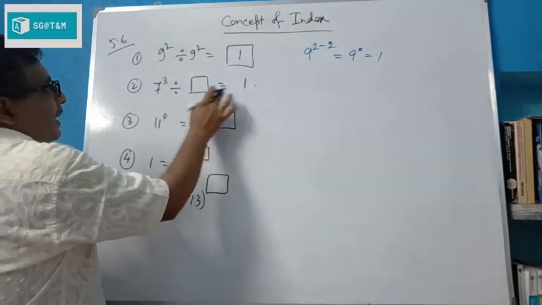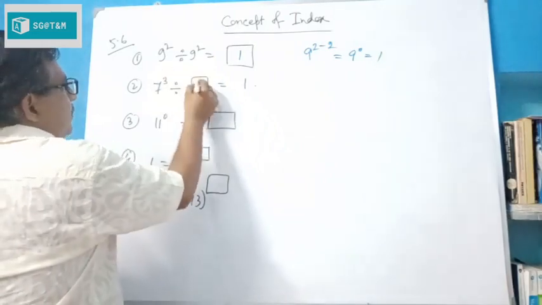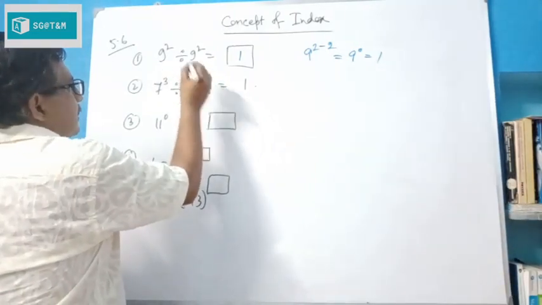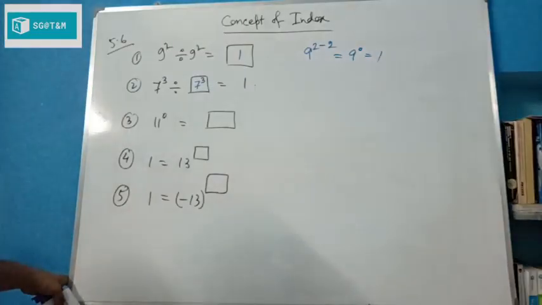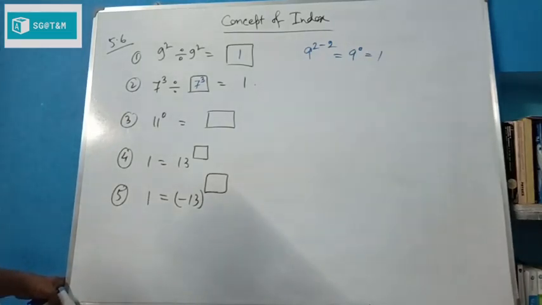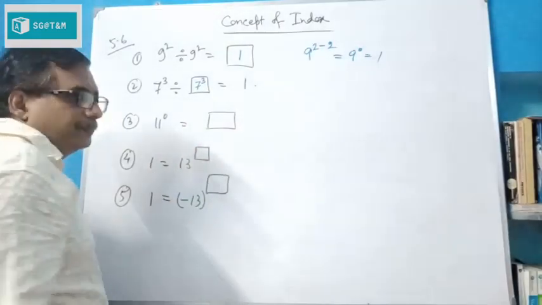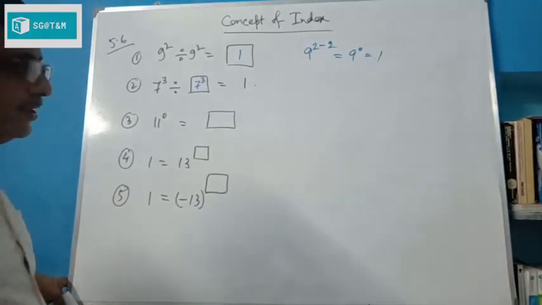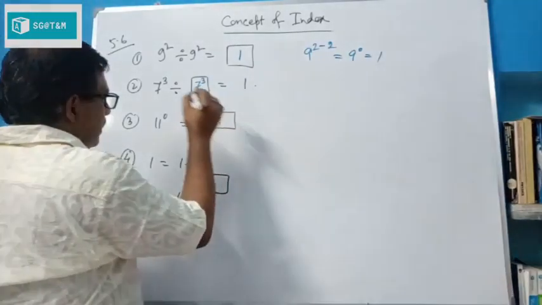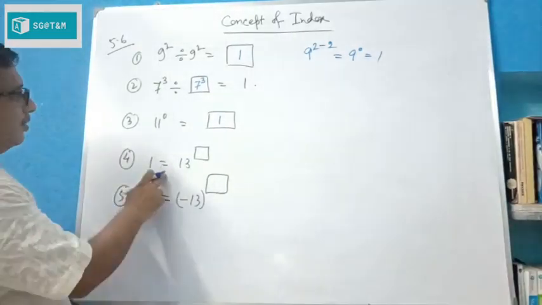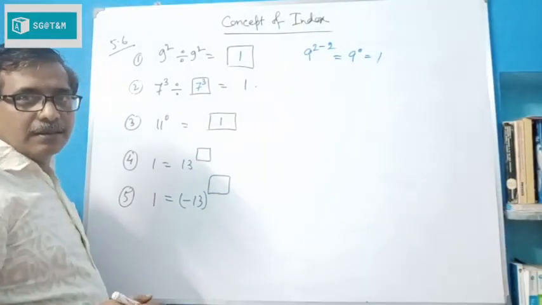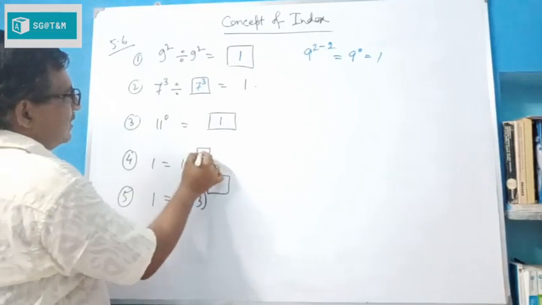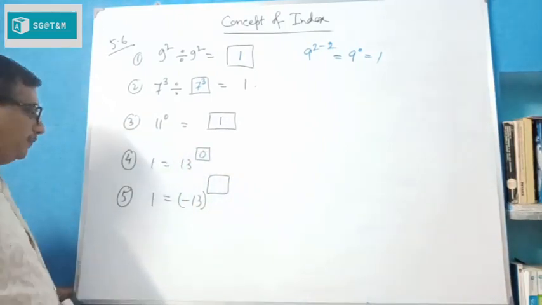7 cube divided by how much? Exactly as before, this is also 7 cube. 7 cube by 7 cube is 1. 11 to the power 0, something to the power 0 is equal to how much? 1. Now 1 is equal to 13 to the power how much? Same thing, this is also 0.